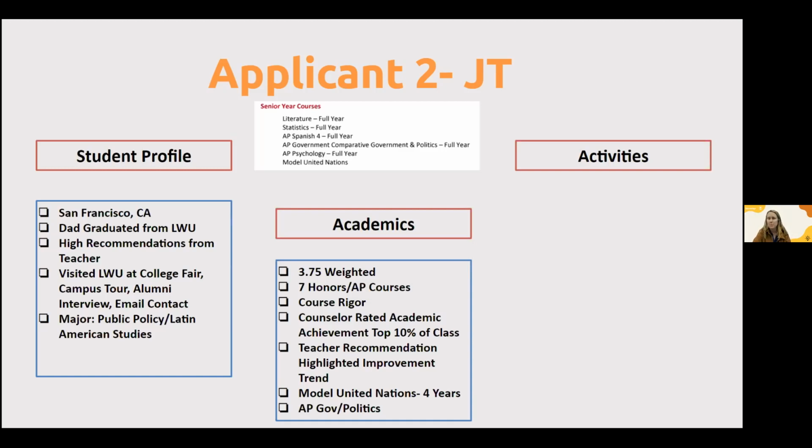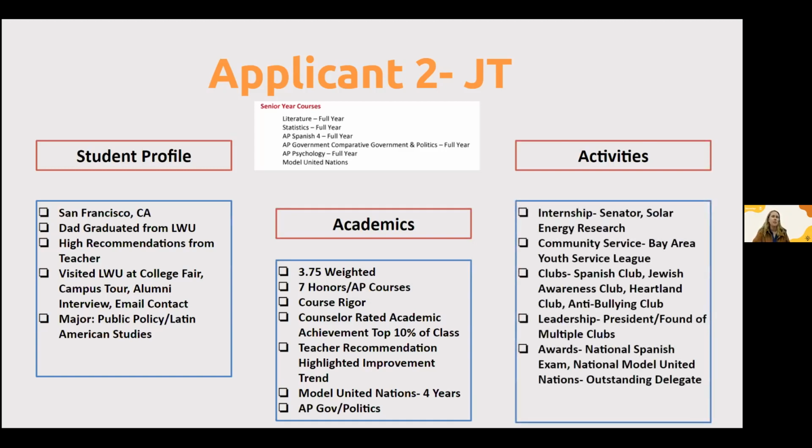And then this student was a member of the Model United Nations for all 4 years of high school. So that connects back to their major, public policy. And then currently they're taking AP Gov and politics. That's noted because if they are a public policy major, that class might be a great way to connect with their potential major. And let's see what activities this student is involved in.